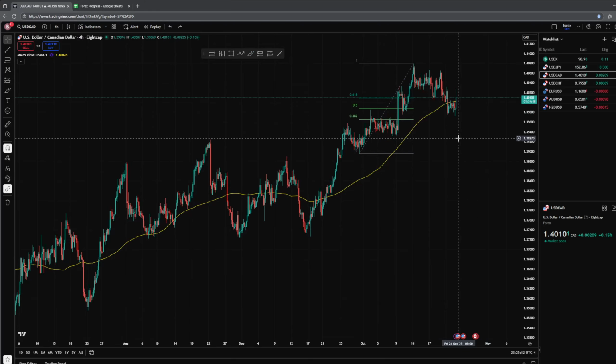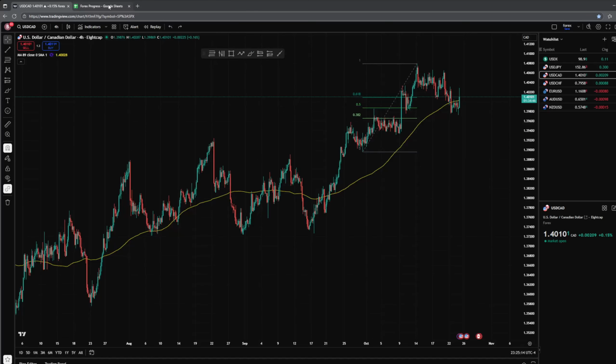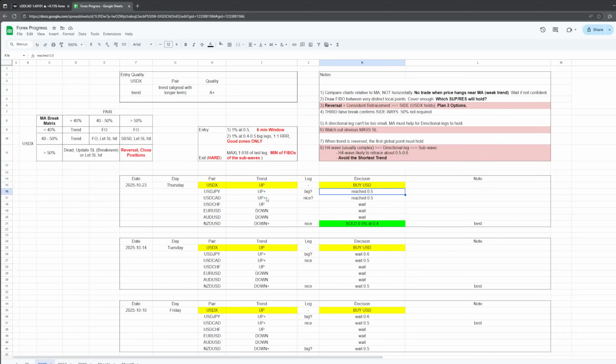Okay, so let's write it down. USD Canada dollar. Trend is up. Market reached the 50% retracement. Currently it is at the 40% retracement. If I had an extra bullet, I would buy USD Canada dollar. Now it's really still in a good retracement.